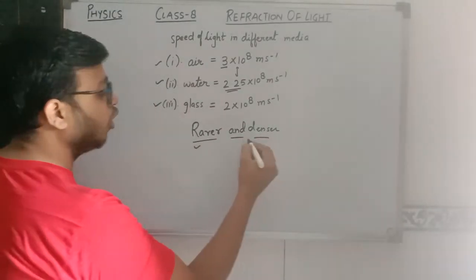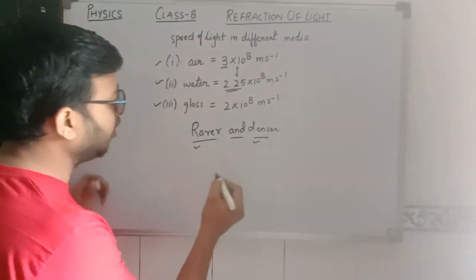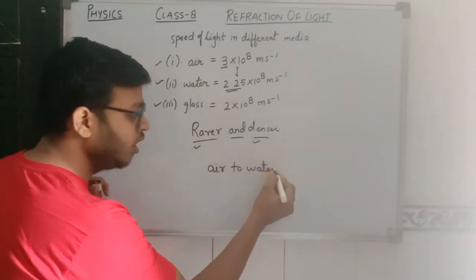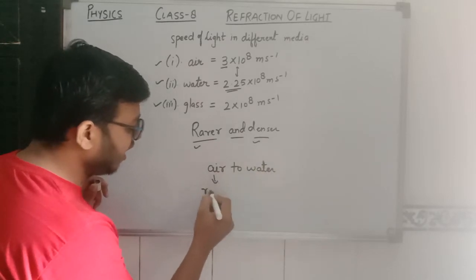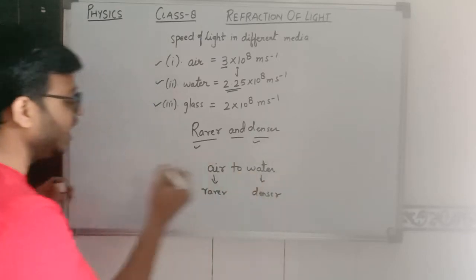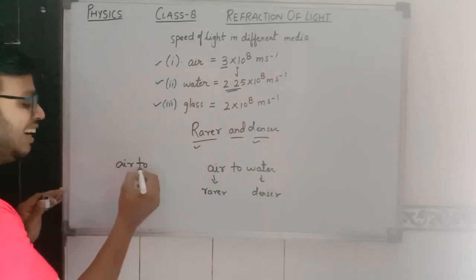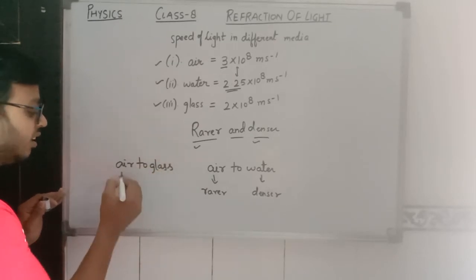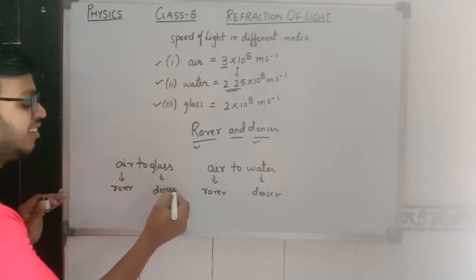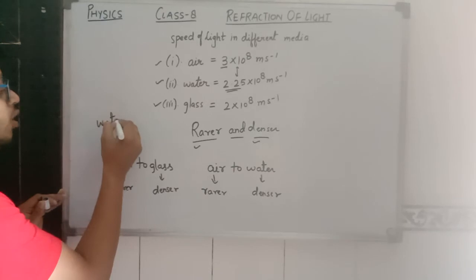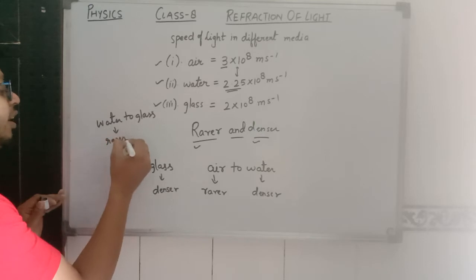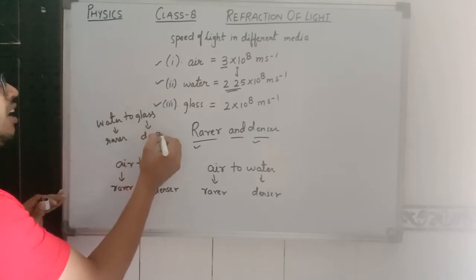That is why the working of these two media is very important. Suppose we are talking about light passing from air to water. In this case, air will be working as the rarer medium and water will be working as the denser medium. If the light ray is passing from air to glass, then air will be working as the rarer medium and glass will be working as the denser medium. If we are talking about refraction from water to glass, then water will be called the rarer medium and glass will be called the denser medium.